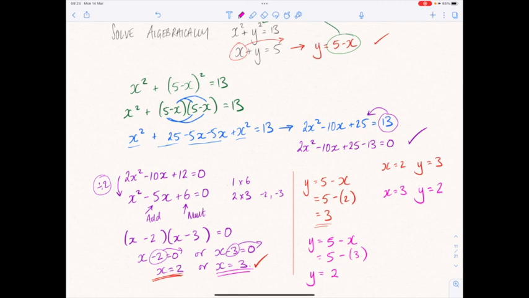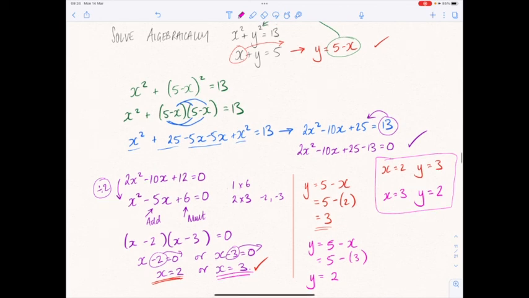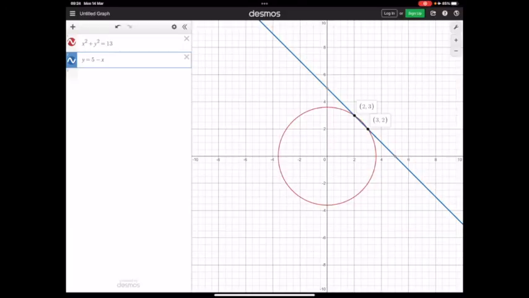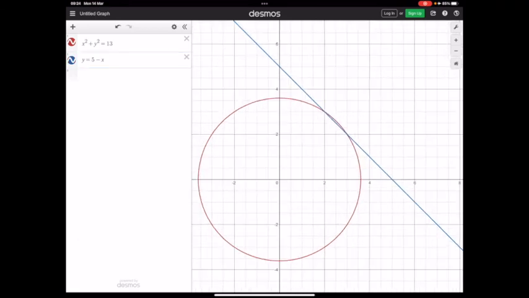Now, you can see there that the values are opposites to each other, and I'll just show you why this actually happens. I'll show you why those points are the correct points now. If you look here, what we can see is that the two coordinates are 3 and 2. So I've got my two lines here. The red line is x squared plus y squared equals 13. The blue line is the rearranged version, y equals 5 minus x.